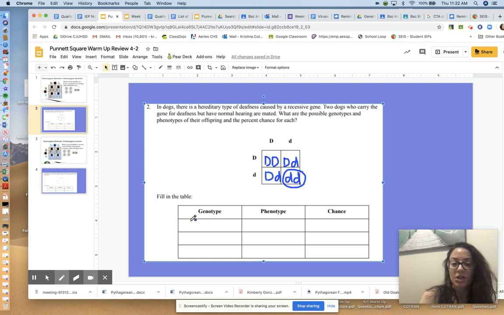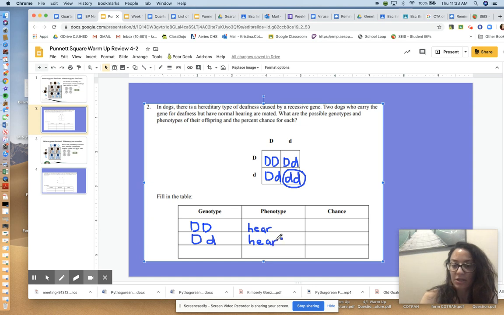So when we look at the genotypes, there's three different genotypes. Your genotypes are your genes. So I came up with homozygous dominant, which is capital D, capital D. That means that the phenotype is that they will be able to hear. Now, if you have a capital D and a lowercase d, that's still dominant for being able to hear.